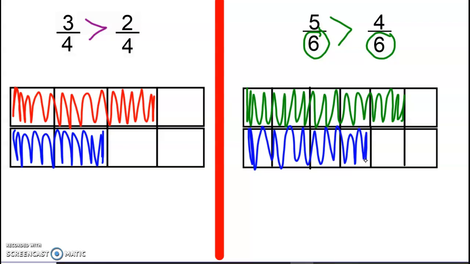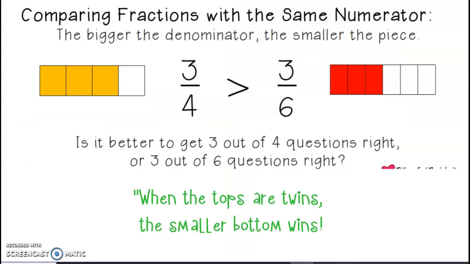And now we're going to look at fractions where the numerators are the same. The numerators are the same. Okay, so in this case, I have 3/4 and 3/6. You can see here in the models, 3 are shaded out of 4 and 3 are shaded out of 6.